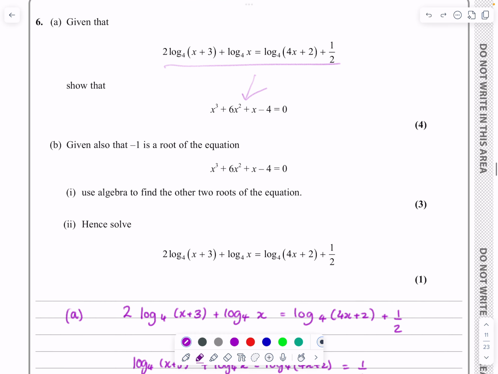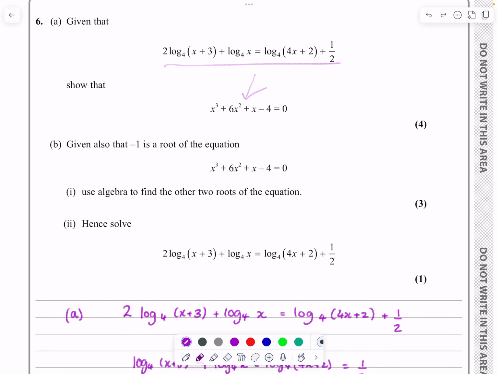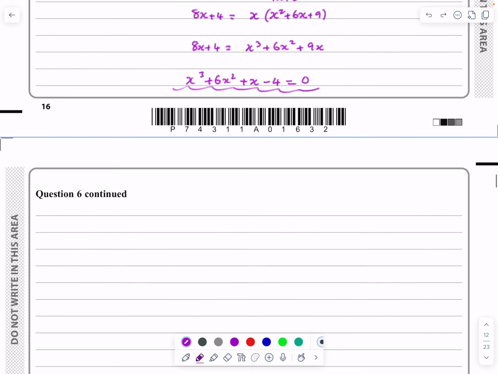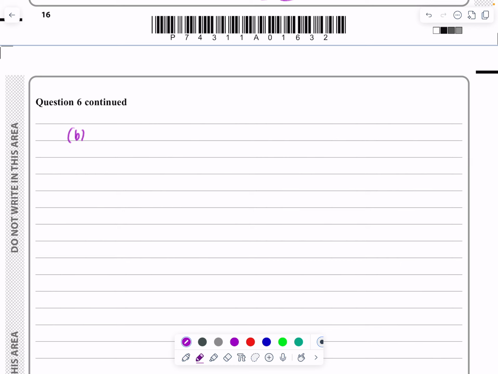B then says, given that minus 1 is a root of that equation, can we use algebra to find the other two roots? Yeah, so we're going to factorize and find the other ones. So we're using the idea, part B, if x equals minus 1 is a root, then x minus minus 1, x plus 1, is a factor.